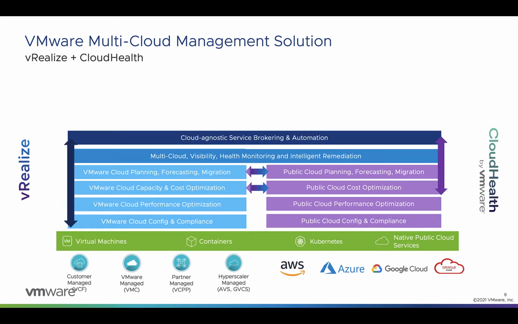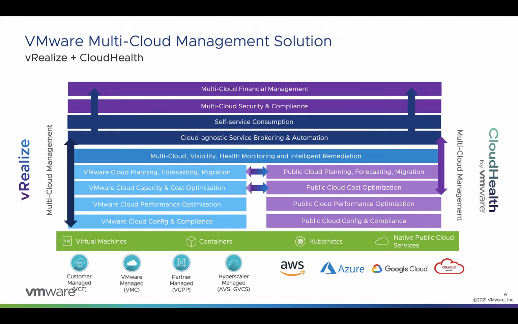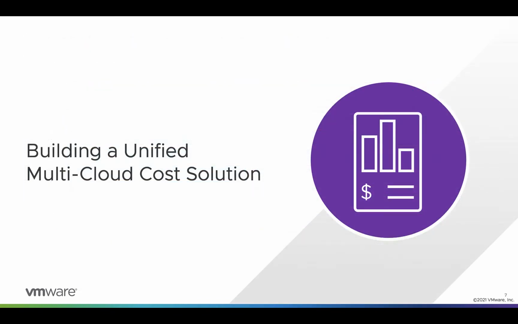With these integrations, we can get our cloud agnostic service brokering automation, right? With VRA, we can get those deployments from public cloud and really take a look at those a little closer. What that's going to help us do then is get us to this multi-cloud security and compliance, as well as multi-cloud financial management, and really help us build out a unified multi-cloud cost solution. And that's the next part we're talking about here.